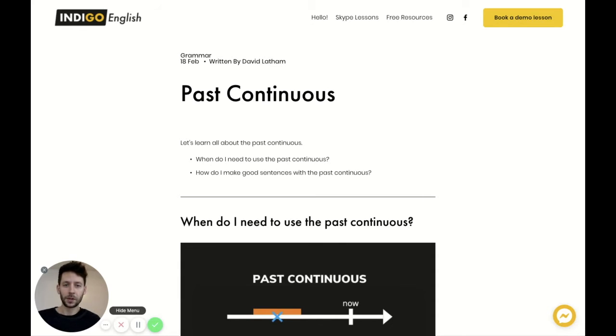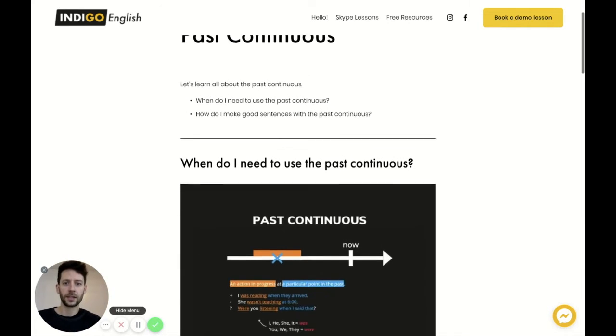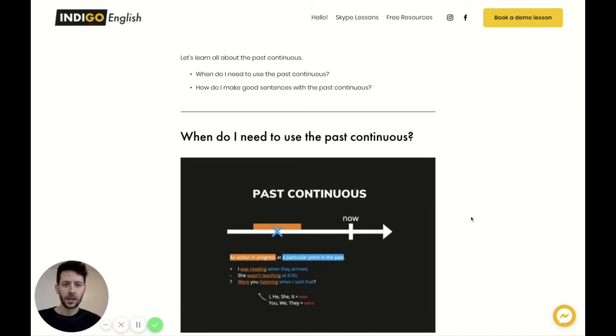Today we're going to be looking at the past continuous, which is a really important tense in English to help us talk about the past. So let's go ahead and look at this diagram. We've got two questions. When do we need to use the past continuous? And also, how do we make good sentences using this tense?